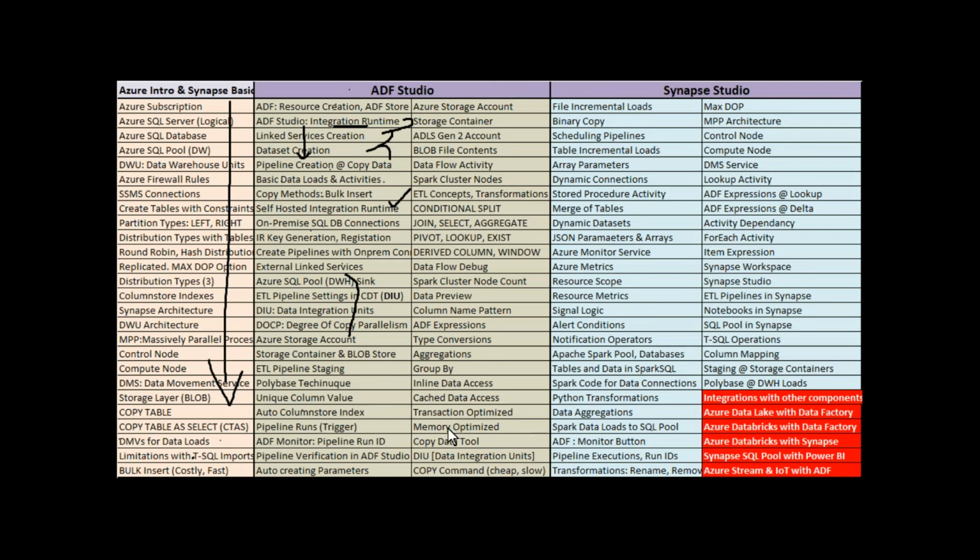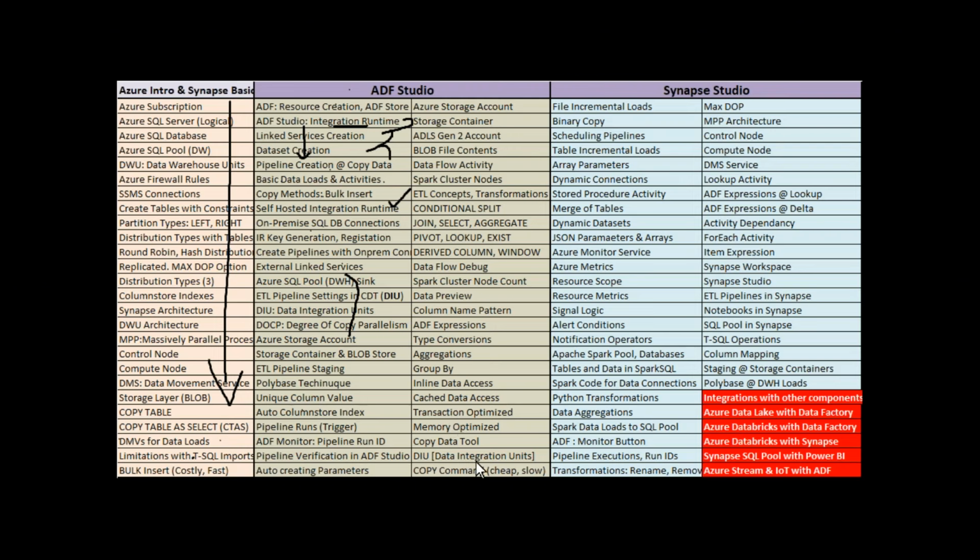In Apache Spark pool also we have something called memory optimized, if you remember. While triggering the pipeline, we need to set the size of the Spark cluster. There you get memory optimized. Whereas data flow, you have memory optimized and transaction optimized. I repeat, Spark pool has only memory optimized. Data flow has memory optimized and transaction optimized.